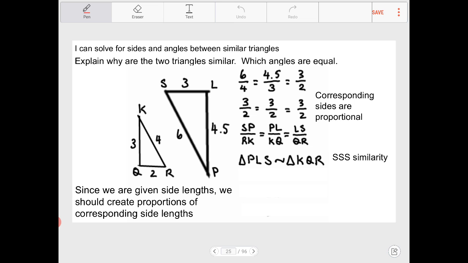I also know that all the corresponding angles are going to be congruent. I know that Q will be congruent to L, K will be congruent to P, and angle L will be congruent to, and angle R will be congruent to angle S.